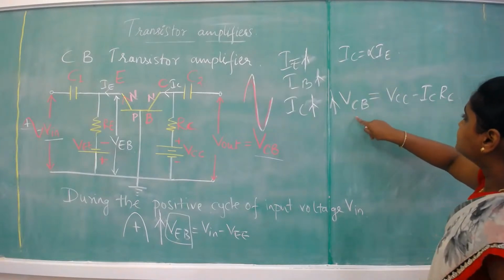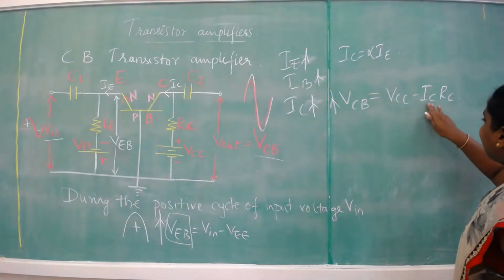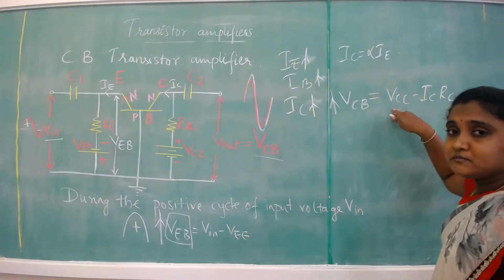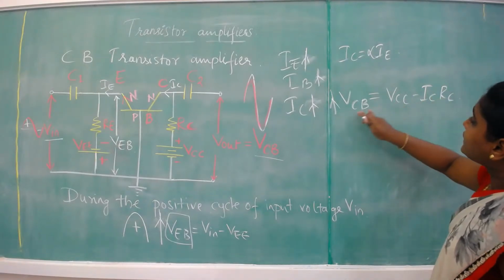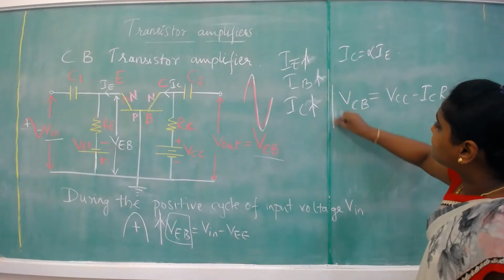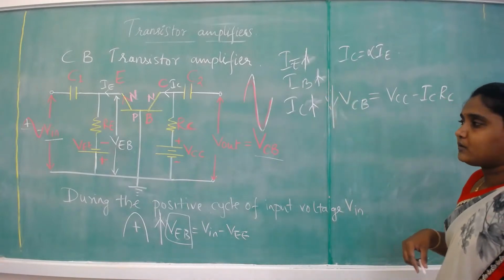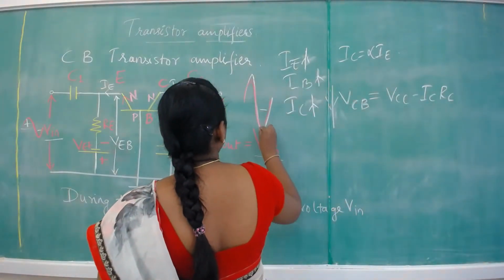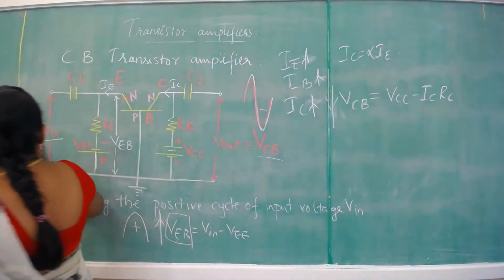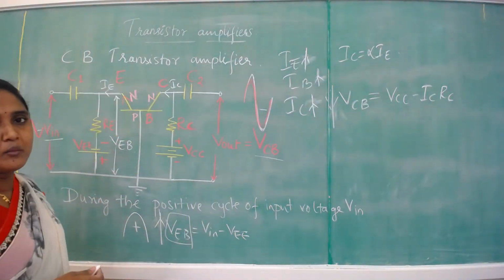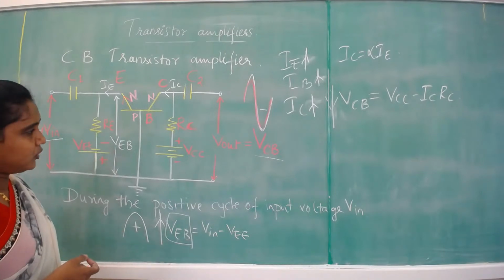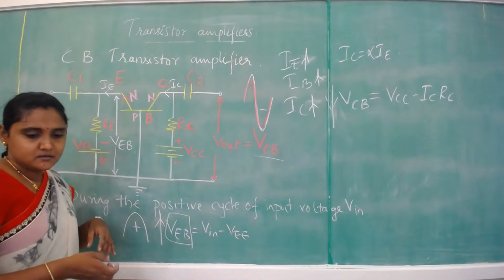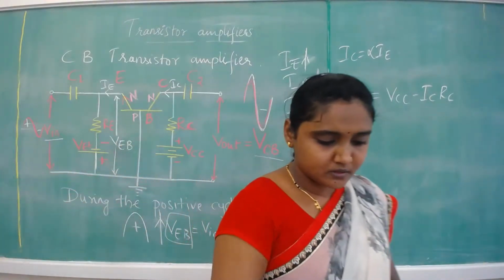Okay, and just to see here, the term that is being deducted from the VCC is increased. So what happens on the overall effect of the VCB is that VCB is going to now decrease. Okay, VCB is going to decrease, producing a negative cycle for the incoming negative cycle of the input, but an amplified form of that will be appearing at the output. Okay, so this is about the CB transistor amplifier.